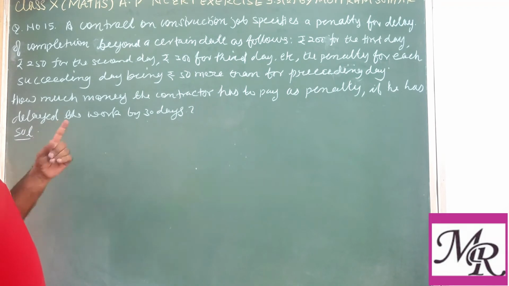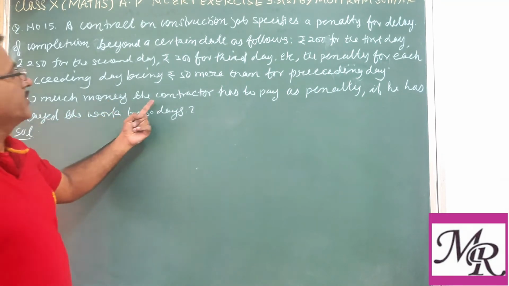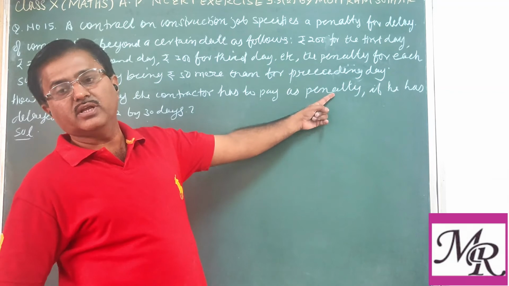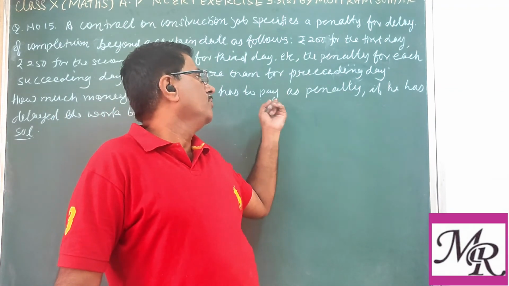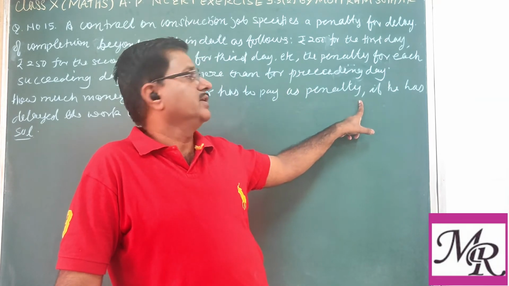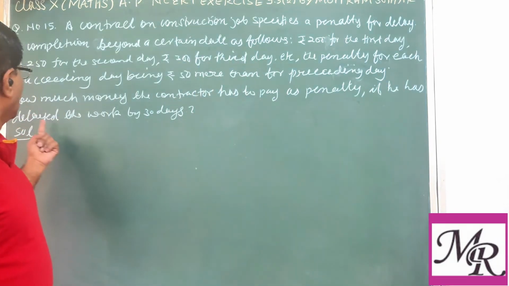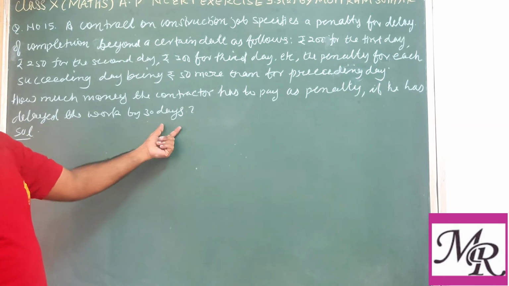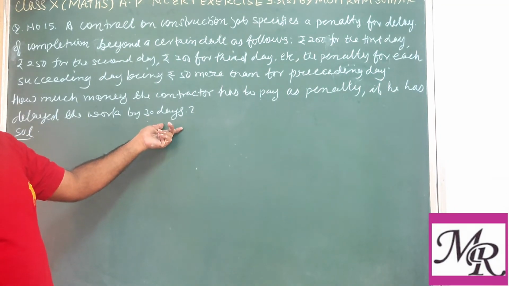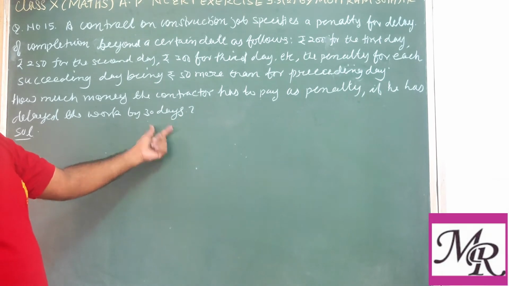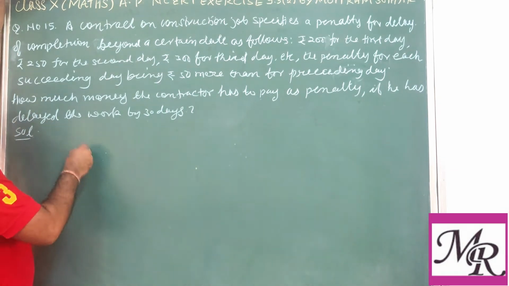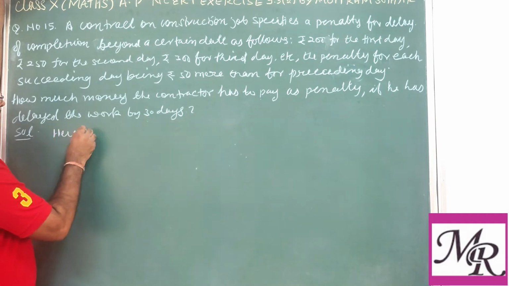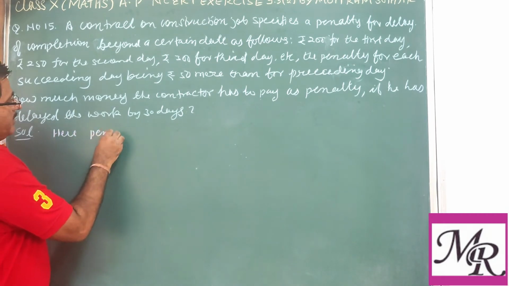So how much money does the contractor have to pay as penalty if he has delayed the work by 30 days? From the given date, if he is 30 days late, what is the total penalty the contractor has to pay? This is very important. So we can say here the penalty is given as follows.